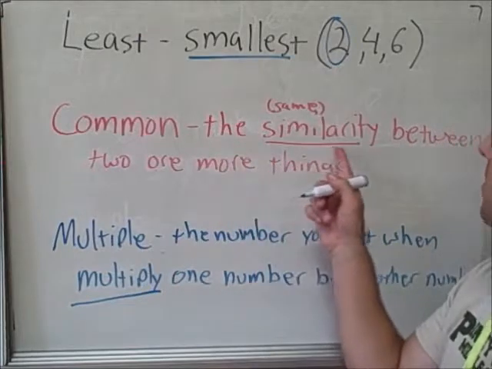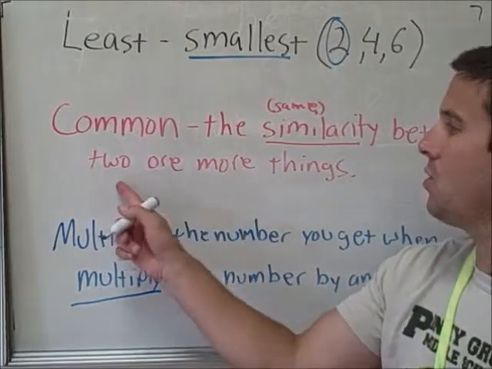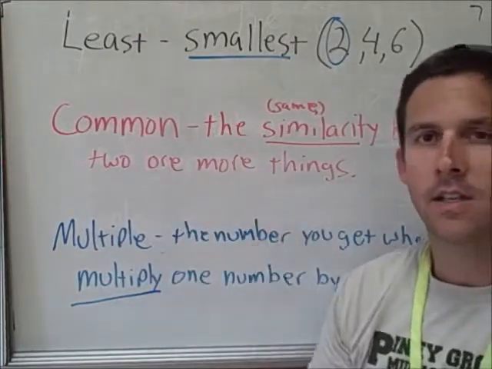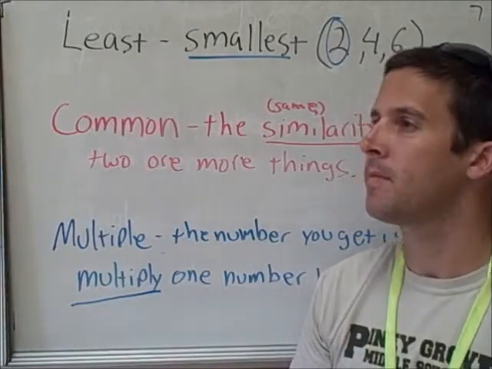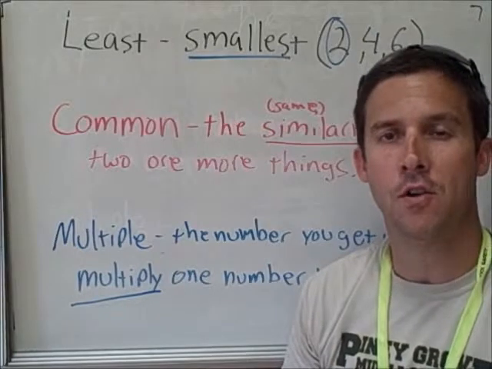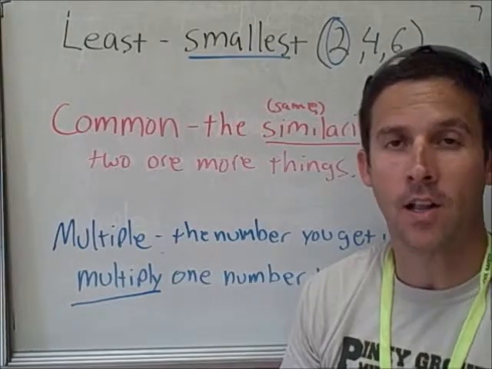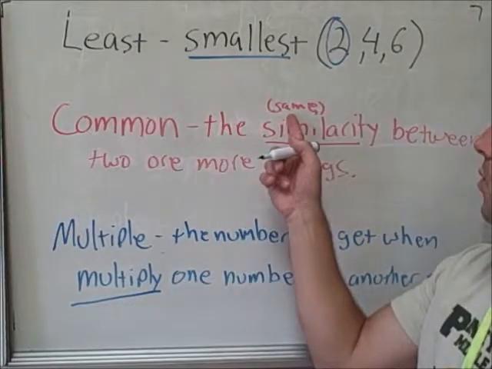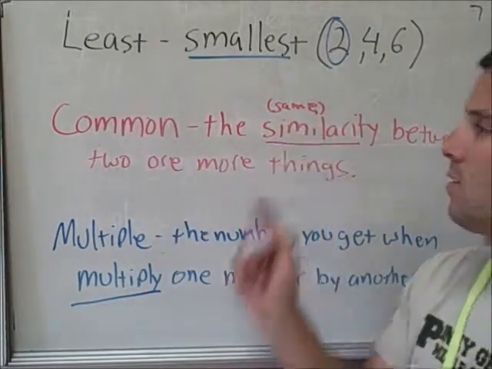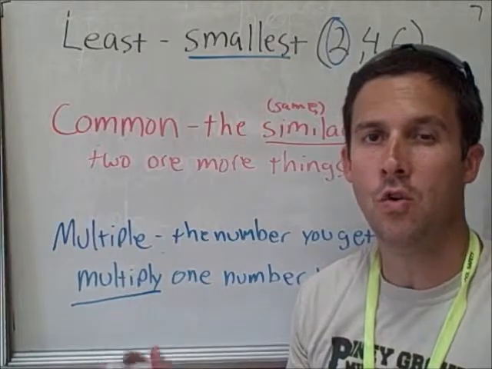Common is the similarity between two or more things. So you have to have two things to be able to compare. Like, what's in common between you and your parents? Maybe your hair color, maybe your eye color. So, I think of the word common as same. What is the same between two or more things?